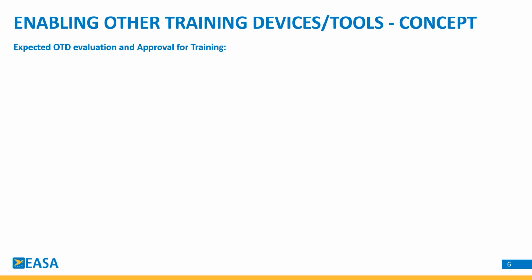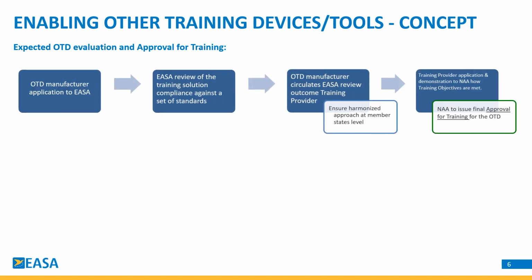So how do we see this process at the agency? We see it in 2 parts. One is addressing the device manufacturer, and one is addressing the device user. The device manufacturer will apply to EASA for the review of his training solution compliance against a set of standards. EASA will issue a review outcome to the device manufacturer, and then the device manufacturer can circulate it to the training provider using his device. This, we hope, will ensure a harmonized approach at member state level. The training provider will then apply to his national authority using the outcome of the EASA review, but also he has to substantiate and demonstrate to his national authority how the training objectives are met with his device.